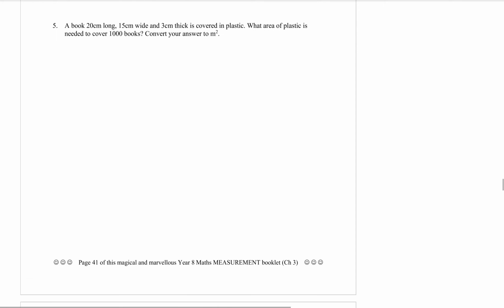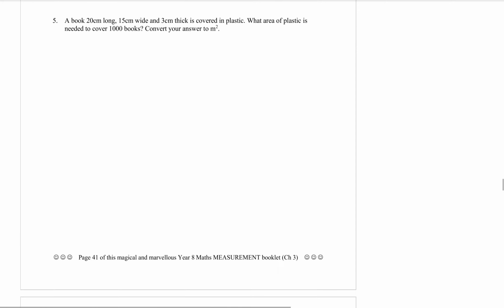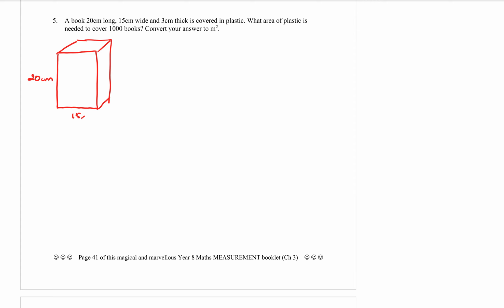And finally, this is our last question, question 5. A book 20 centimeters long, 15 centimeters wide, and 3 centimeters thick is covered in plastic wrap. Okay, so I'm just drawing a quick diagram here. So I'm going to say 20 centimeters long, 15 centimeters wide, and 3 centimeters thick is covered in plastic. What area of plastic is needed to cover 1,000 books?